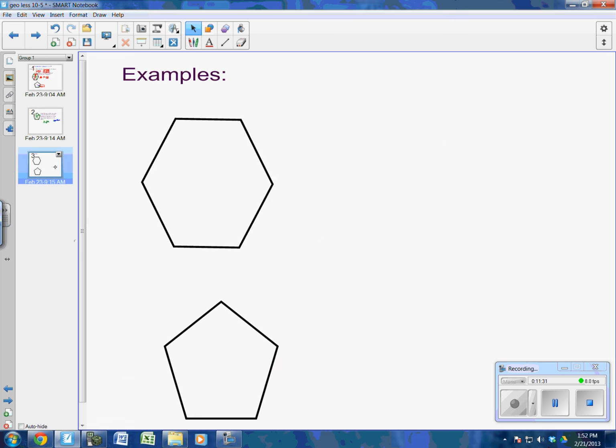All right, here we go. We're going to do a couple examples. Let's say I knew this distance right here was 7 centimeters. And let's say the length of one of the sides, this side up here, was 10 centimeters. I want you guys to find the area of that hexagon. Find the area of that hexagon.